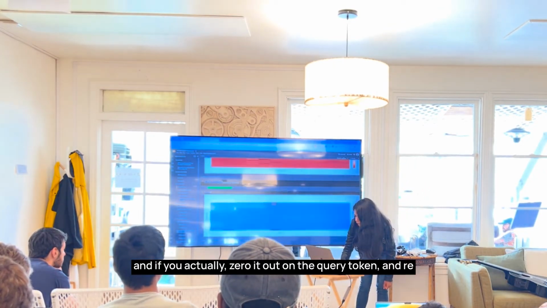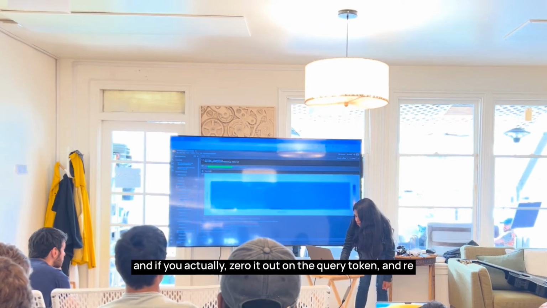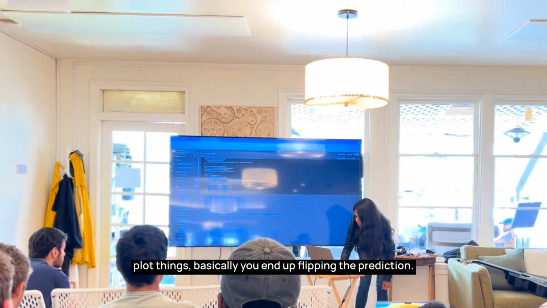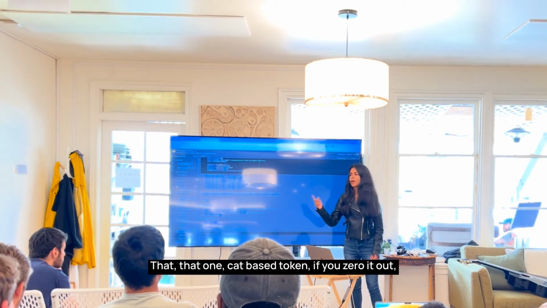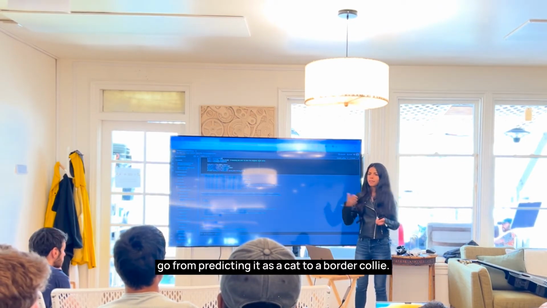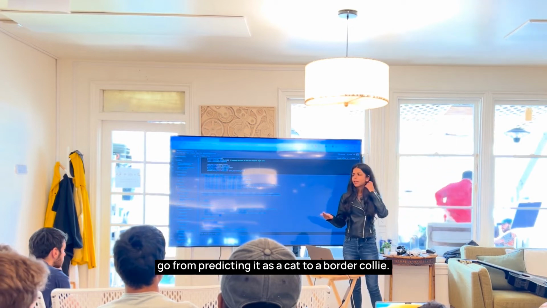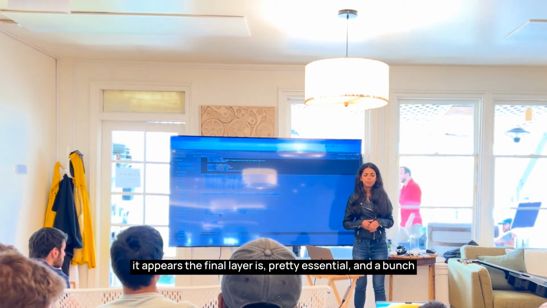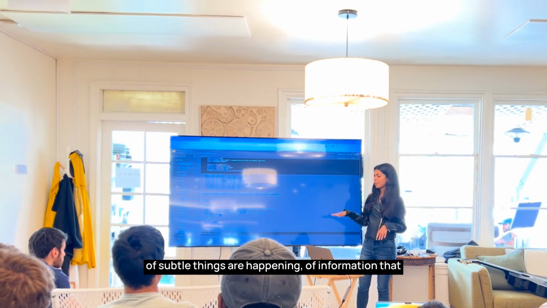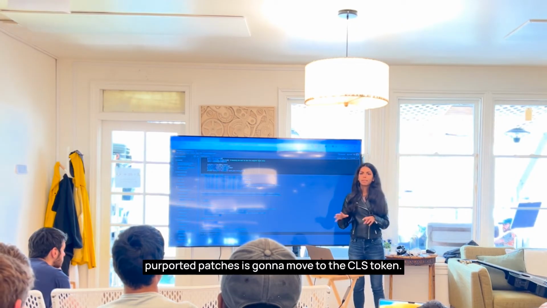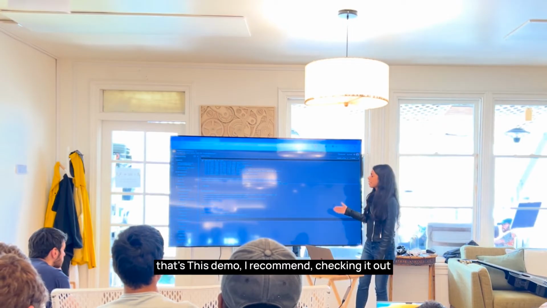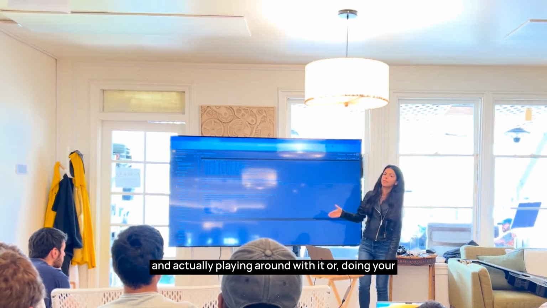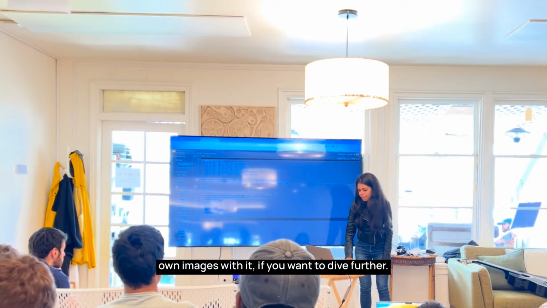If you zero it out on the query token and replot things, you end up flipping the prediction. The TLDR is that if you zero out that one cat face token, it goes from predicting a cat to a border collie. But it appears the final layer is pretty essential and a bunch of subtle things are happening. Information from important patches is going to move to the CLS token. That's this demo. I recommend checking it out and playing around with it, or doing your own images with it, if you want to dive further.